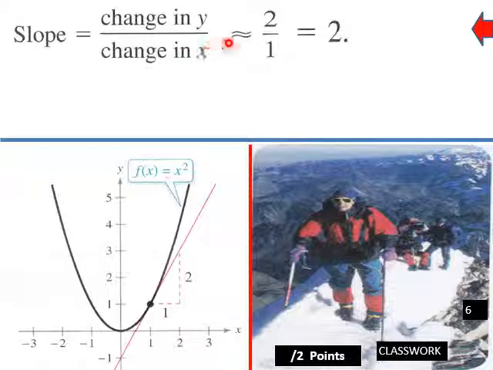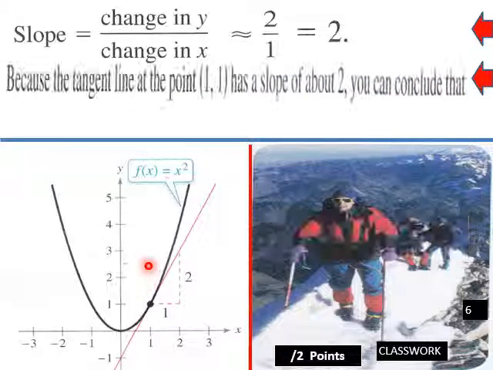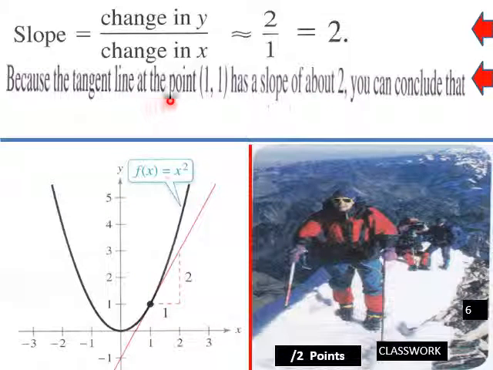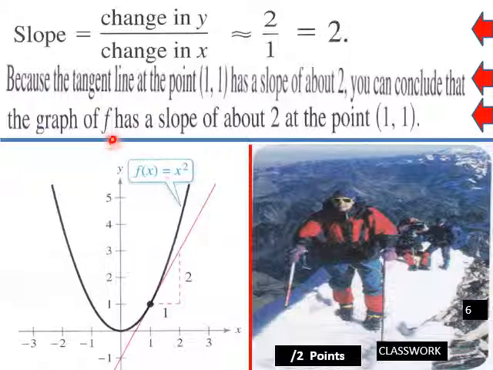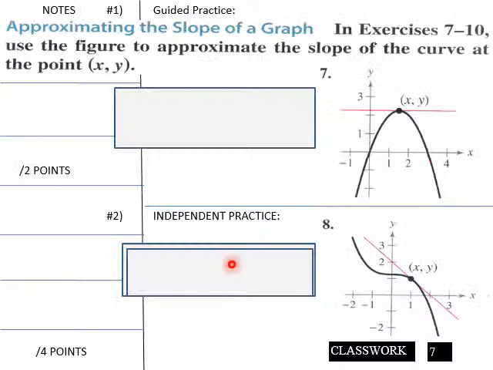Change in y over change in x would be 2 over 1, which equals 2. So that would be the usage of a tangent line to find the slope of this curve at this point. Because the tangent line at the point (1, 1) has a slope of about 2, you can conclude that the graph of f has a slope of about 2 at the point (1, 1). We can assume that pretty easily.